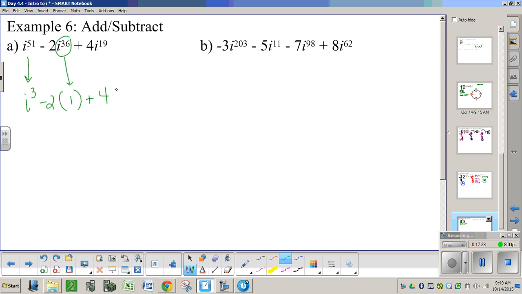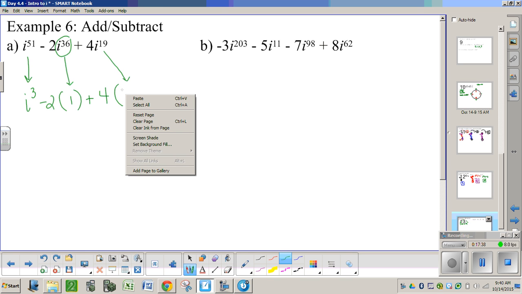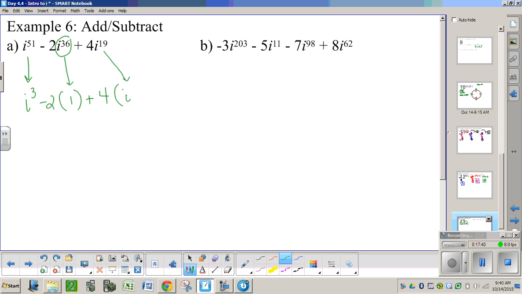And then we have 4 times, let's see, i to the 19th is just going to simplify to i to the 3rd, which really is just negative i. But for right now, I'm going to leave this as i to the 3rd. All right, so I have an i to the 3rd on the left and an i to the 3rd on the right. So I'm now going to simplify those. So this is negative i minus 2. Now remember, this simplifies to negative i. So I'm multiplying 4 times negative i. This ends up being a negative 4i.